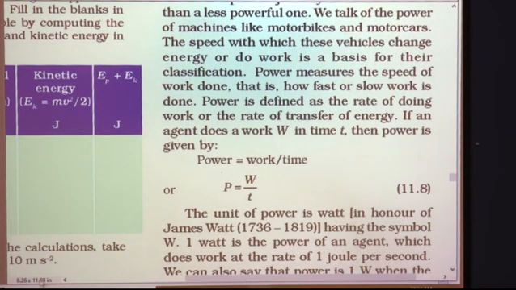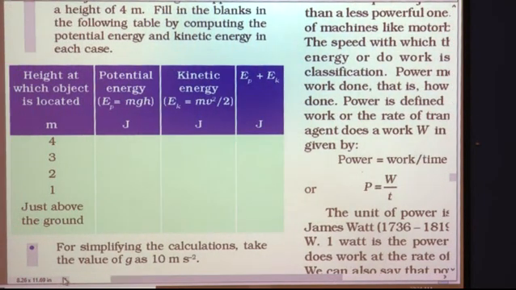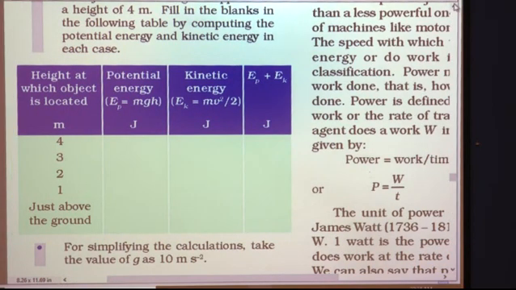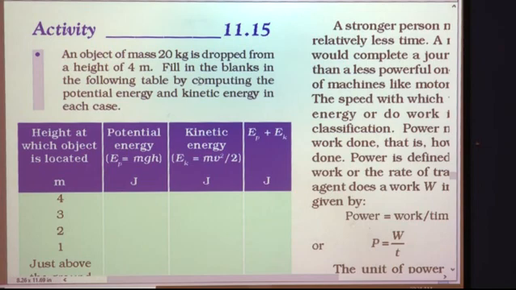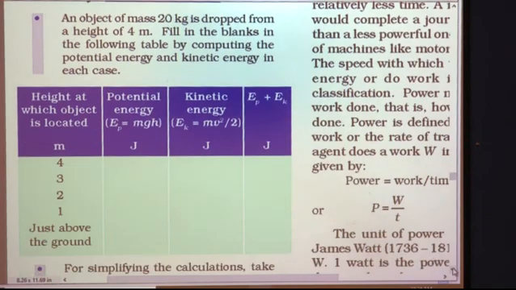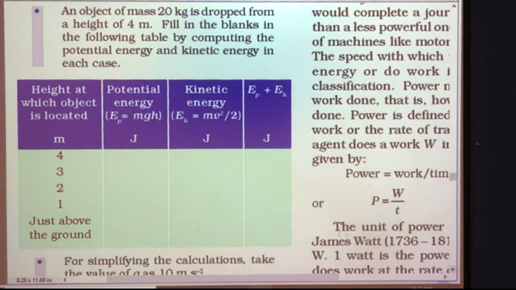Okay, now students, there is another activity for you, that is activity 11.5. Let us see what to do in this activity. An object of mass 20 kg is dropped from a height of 4 meter. So, the mass of the object is 20 kg and the height is 4 meter. Fill in the blanks in the following table by computing the potential energy and kinetic energy in each case. Here a table is given. In this table, you have to write down the values of potential energy and kinetic energy by calculating them.